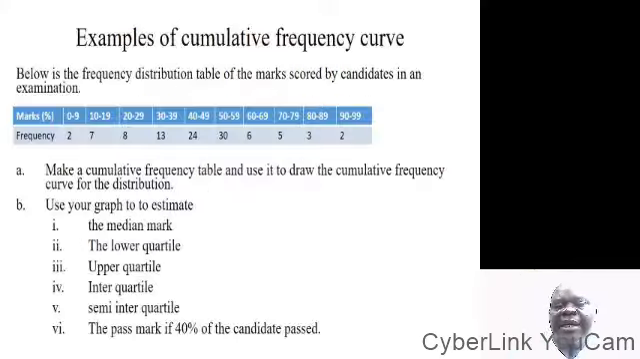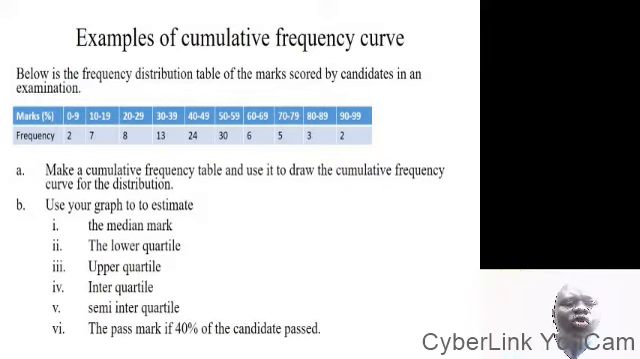Now let's take this example. This is an example from a WAEC past question. We are given a frequency table of candidates in an examination. Of course, it's grouped. We have from 0 to 9 score 2. It's the frequency, the number of students that scored 0 to 9 is 2. 10 to 19 you have 7, and so on and so forth, till you have 90 to 99, 2.